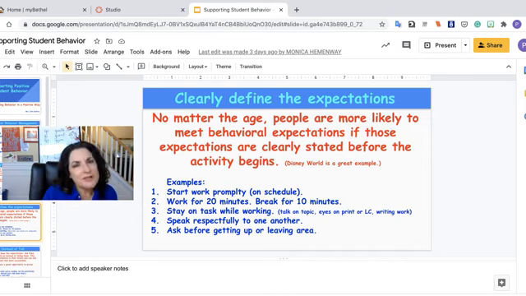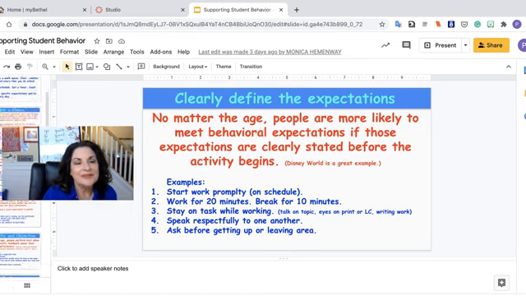And then if you have a child who has a specific tendency to do something like hop up and spontaneously go get something they want, then maybe you need a rule that would be something like ask before getting up or ask before leaving the area. So figure out some things that will work for you and your learning situation and your student.